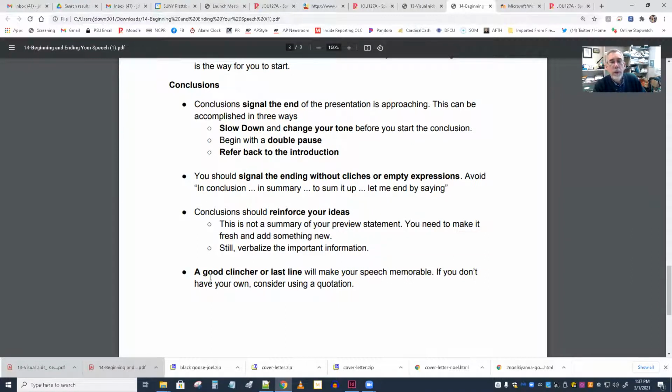Signal without cliches. Try not to say things like "in summary," "in conclusion," "to sum up," or "I'm going to wrap up by saying." Just try to naturally have a pause and then a transition to that information. The conclusion should reinforce your main ideas. It's not doing a summary so much as using different language to quickly go through those main ideas. So not repetition either. And then a clincher would be the last line.